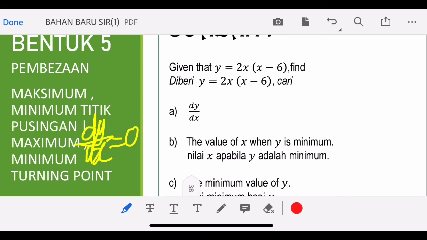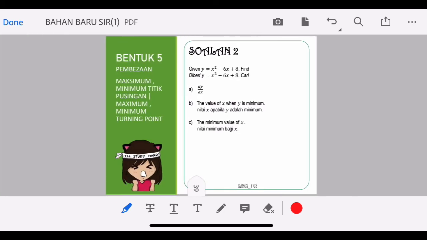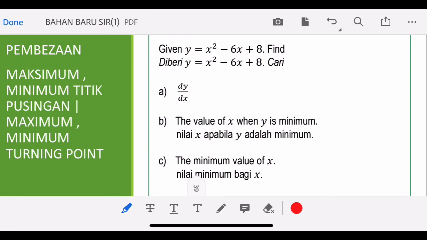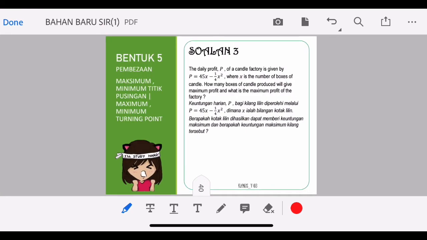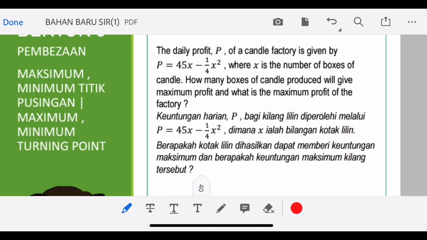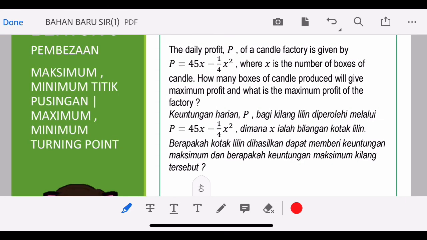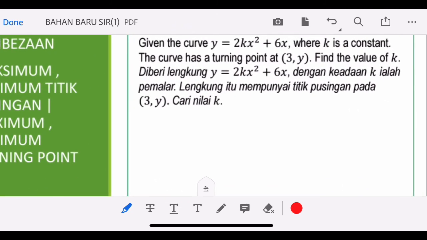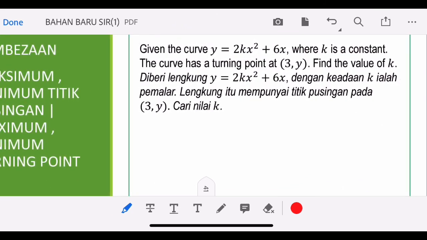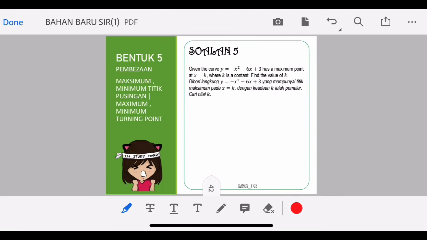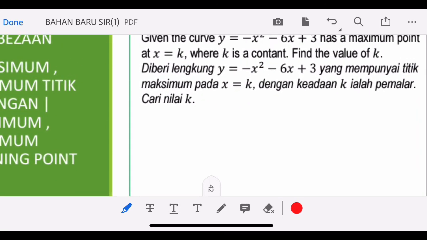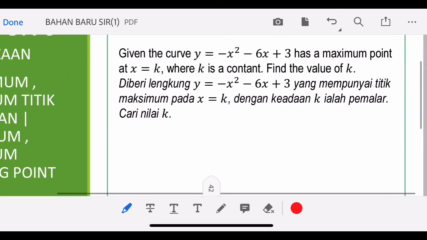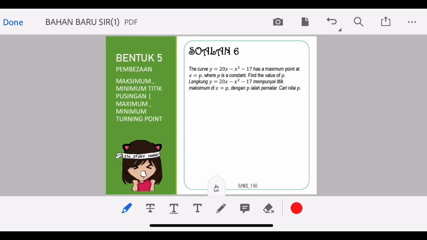So that's called application. And we will apply it in finding turning point, minimum point, maximum point, questions like this. And also we will apply to turning point when dy/dx equals 0. Alright, and then there are so many applications. Okay, this is turning point. I will discuss next lesson. And this one is about the minimum point, maximum point. I will discuss next lesson.